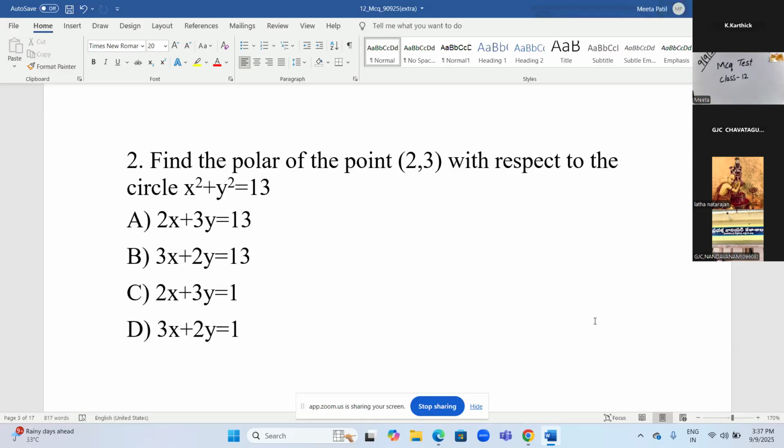Once again, I will repeat the question. Find the polar of the point (2, 3) with respect to the circle x square plus y square equals 13. The four options are 2x plus 3y equals 13, 3x plus 2y equals 13, 2x plus 3y equals 1, and 3x plus 2y equals 1. We are moving to the next question, students.